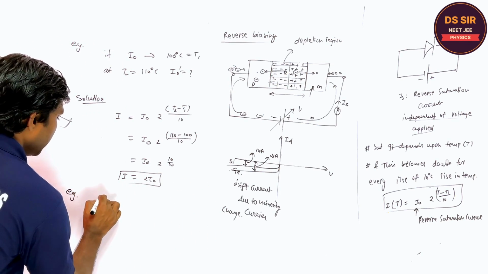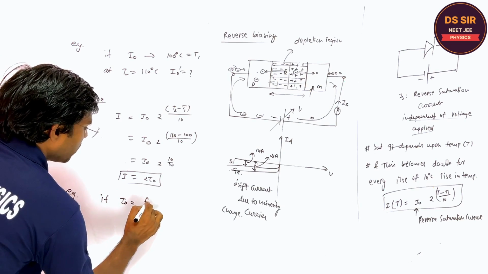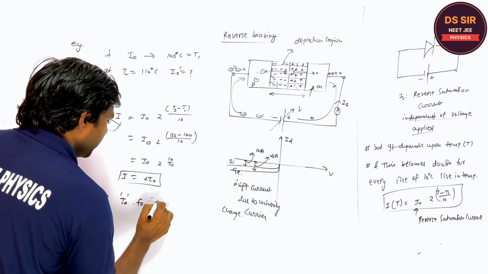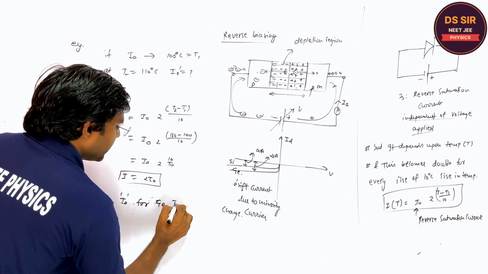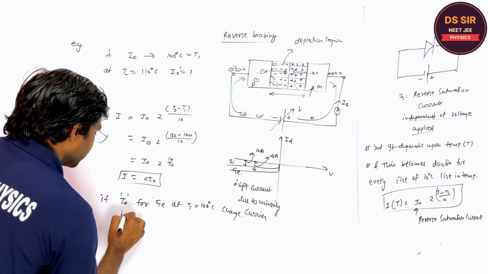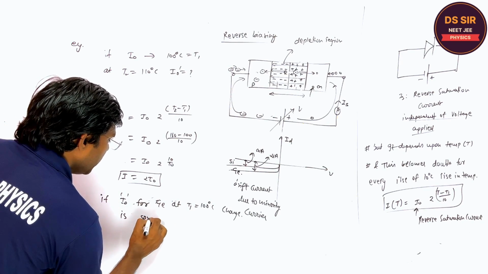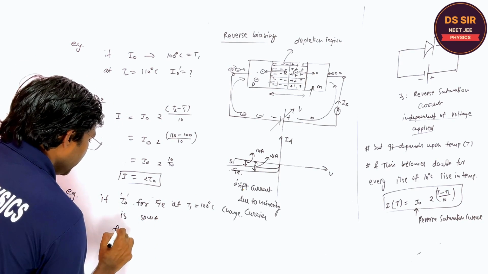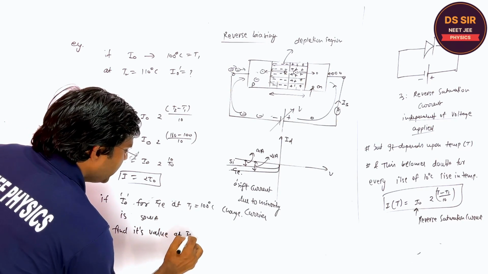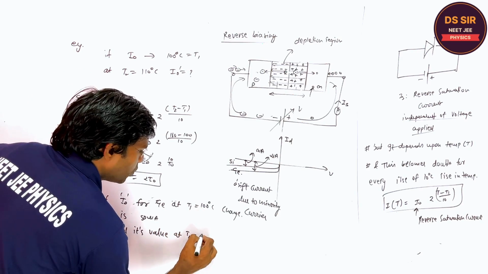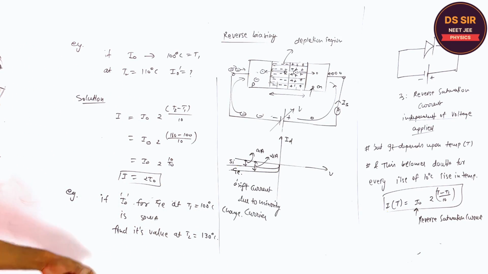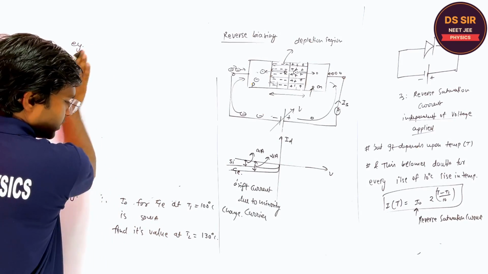For example, if the reverse saturation current for germanium at T1 equal to 100 degrees centigrade is 50 microampere, find its value at T2 equal to 130 degrees centigrade. This is the question.